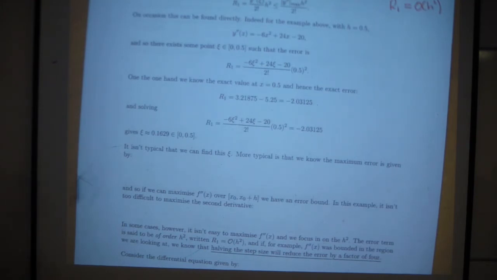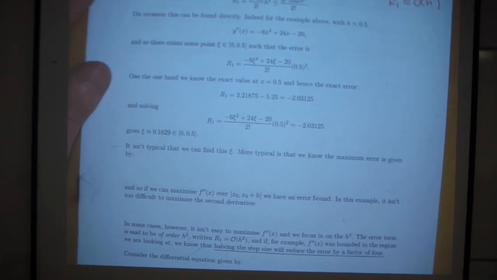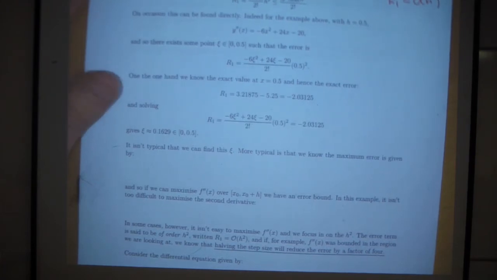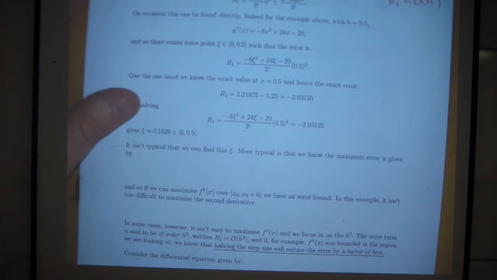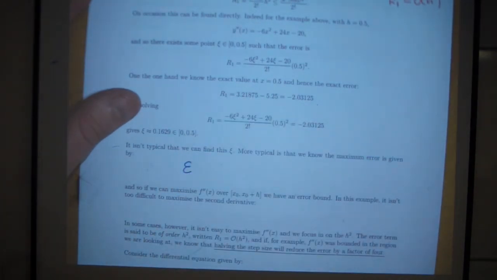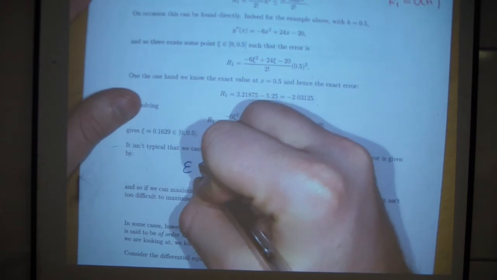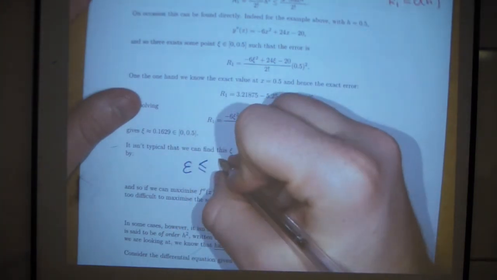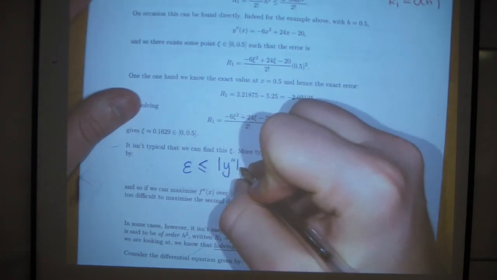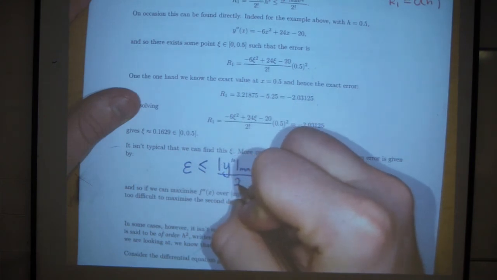What is important is that if you are using Euler's method, we know the maximum error over the first step is certainly less than, and this is written up here, the maximum second derivative divided by 2, times h squared.